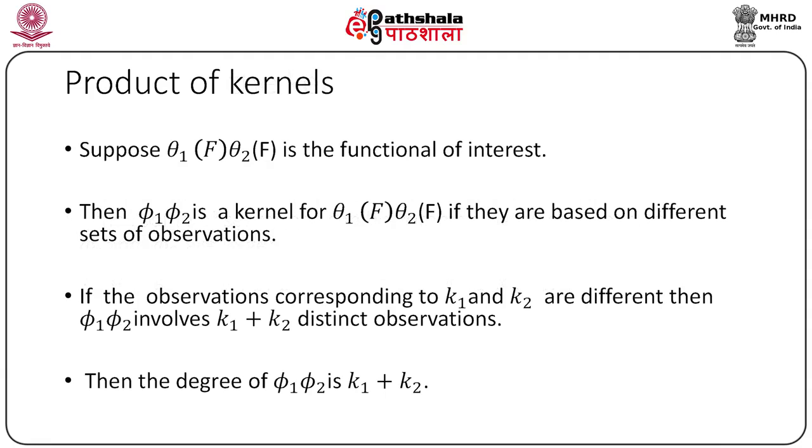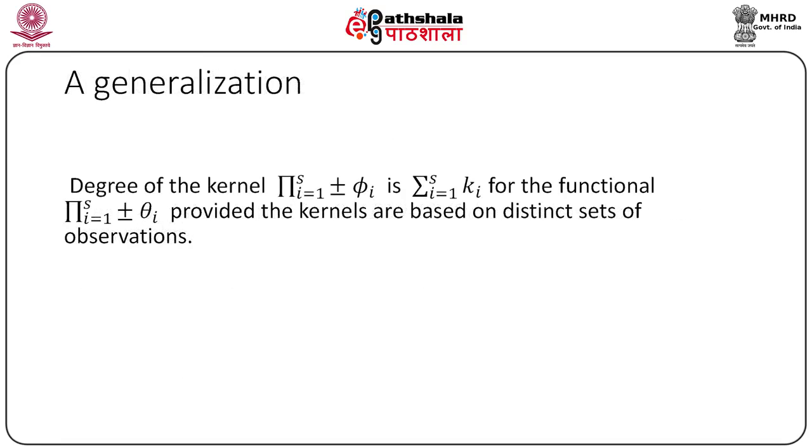Therefore, if theta1 into theta2, that is the product, is the functional of interest, then phi1 phi2 is a kernel for theta1 theta2 if they are based on different sets of observations. Assume that the sets of observations corresponding to K1 and K2 are different. Then phi1 phi2 involves K1 plus K2 distinct observations. Thus, the degree of phi1 phi2 is K1 plus K2, and we can easily generalize this result.